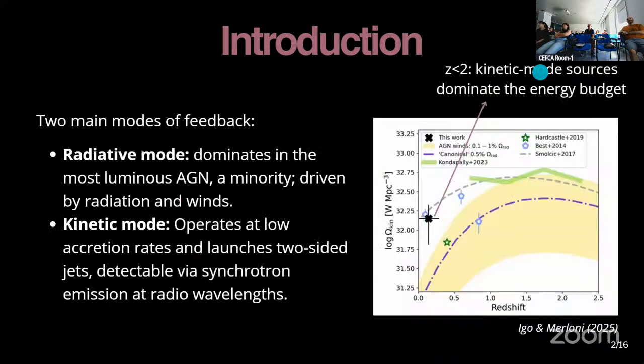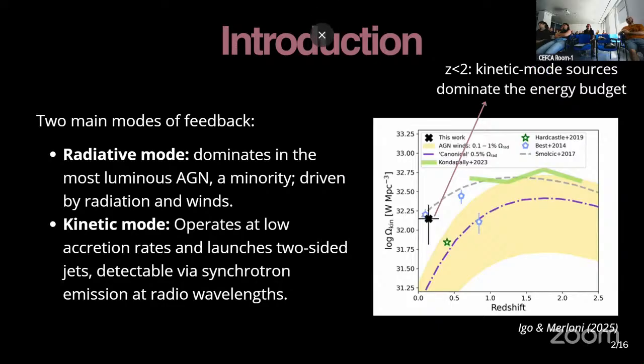This feedback comes in two main modes, the radiative mode and the kinetic mode. The radiative mode dominates in more luminous AGN, which are a minority, and comes in the form of radiation and winds. The kinetic mode, which is the one that we are interested in, dominates in low accretion AGN, and comes in the form of jets, which translates into synchrotron emission at radio wavelengths. Why is this mode important? Because, as Ivan Maroni has shown in his work, the kinetic mode dominates the energy budget of the feedback of AGN at low accretion rates.